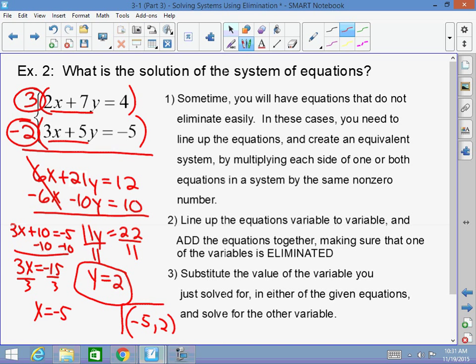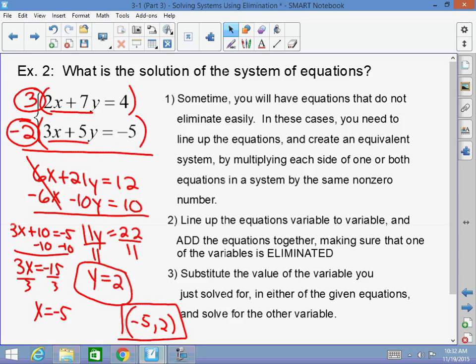And if I go ahead and plug it in and check it, it better work. And it does. Because negative 10 plus 14 is 4, and negative 15 plus 20, plus 10 is negative 5. So it works. Does that make sense? It's not that bad, is it? It's a lot easier even than substitution.